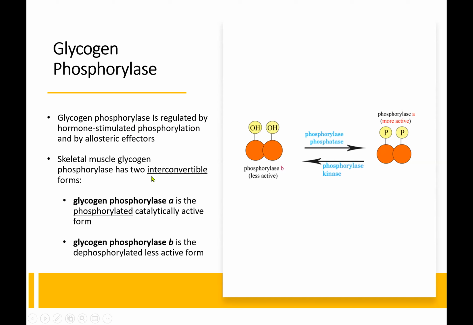Now, it has two interconvertible forms, the A form, which is phosphorylated and catalytically active, and the B form, which is dephosphorylated. The one thing I don't want you to get confused about here is it sounds like we have two different enzymes. You might think of A and B as being two different types of enzyme or some kind of bifunctional enzyme. It's not. It's just glycogen phosphorylase. And when it gets phosphorylated, it's known as the A form.